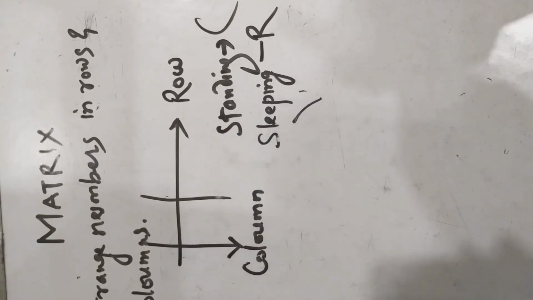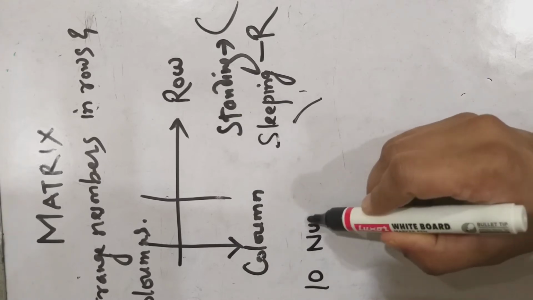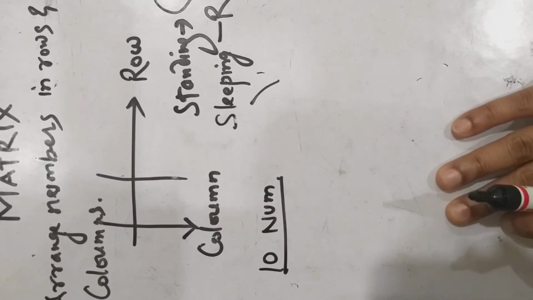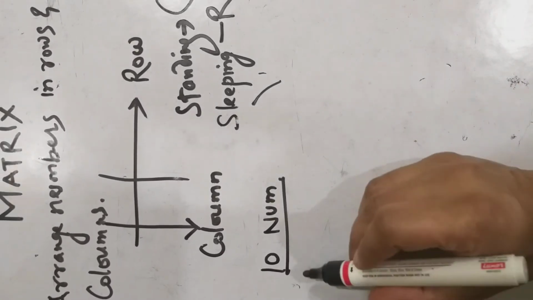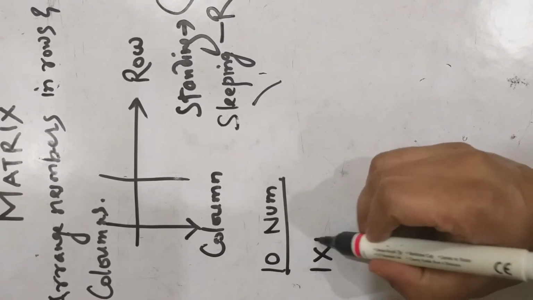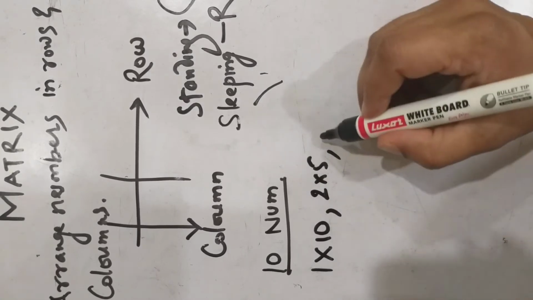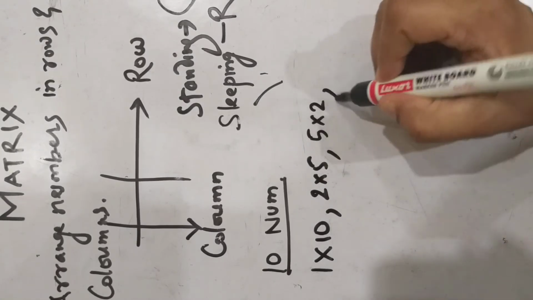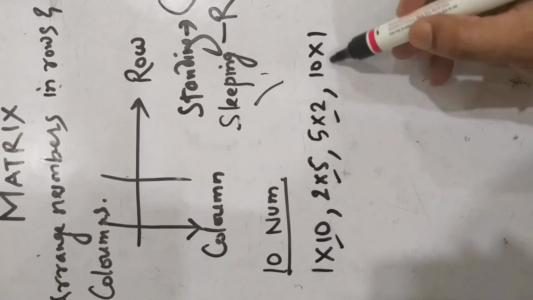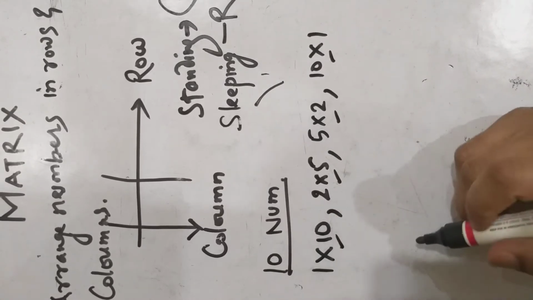Fine. Now if I have 10 numbers, how can I possibly arrange these numbers in matrices? Obviously, find the factors of 10 first. 1 into 10, 2 into 5, or 5 into 2, or 10 into 1. So there are 4 possibilities with which I can arrange 10 numbers in a matrix.